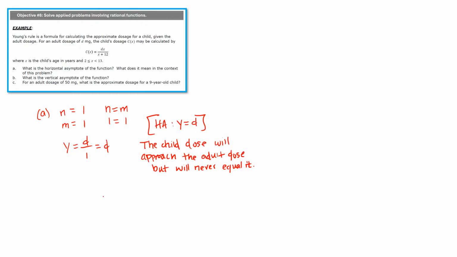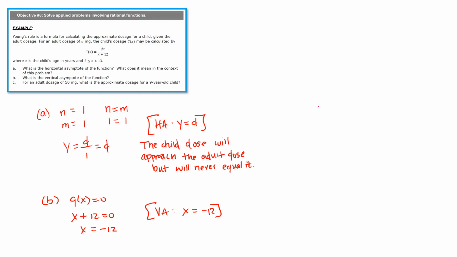All right, B, what is the vertical asymptote? To find the vertical asymptote, we set q of x equal to 0. Now, q of x is the polynomial in the denominator. So x plus 12 equals 0, and so x equals negative 12. So the vertical asymptote is x equals negative 12.